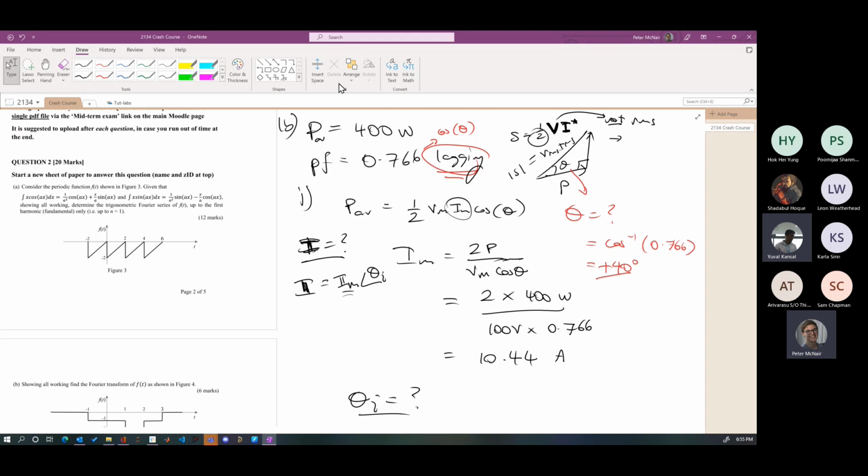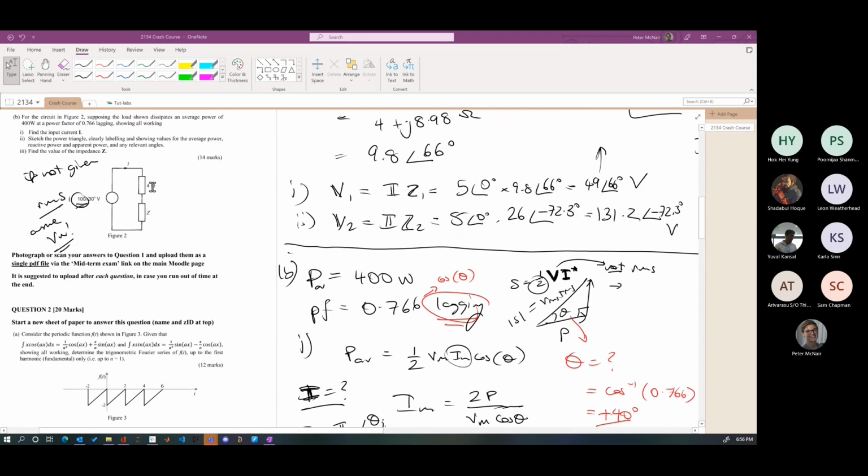Wait, I'm sorry, I'm a bit confused. So the Vm that we are given in the question, that's the total voltage, right? That's not across only the impedance. Well, that is the total voltage across our circuit, and I is the current through the entire circuit. So we can just use this voltage. Does that make sense?